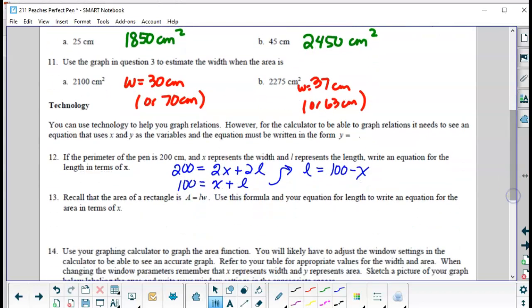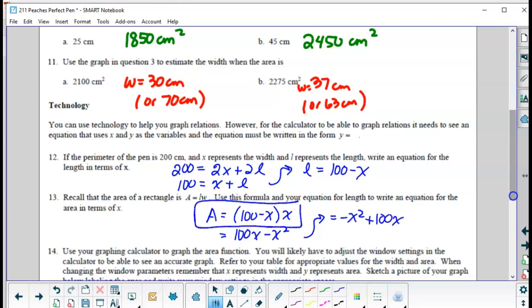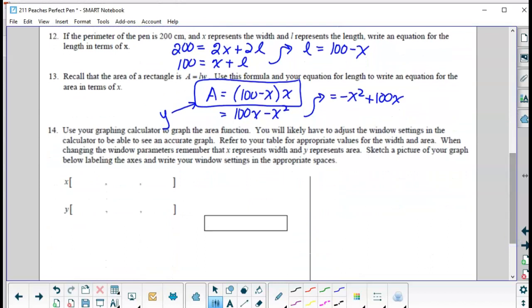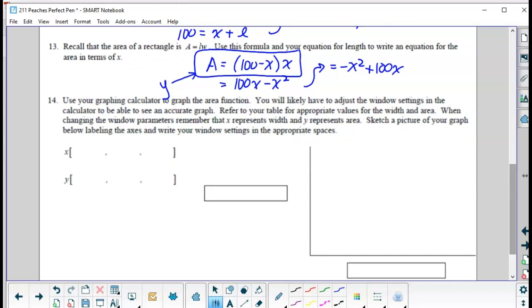And then area will be length times width. And so we can use this. We can expand it out as well. That would be 100x minus x squared. We could also show it as negative x squared plus 100x. But really, you could keep it like this in your calculator. Now, instead of A in your calculator, you're going to use y. So it says, use your graphing calculator to graph the area function. You'll likely have to adjust the window, refer to your table for appropriate values. When changing the window, remember that x represents the width and y area, and then sketch a picture.